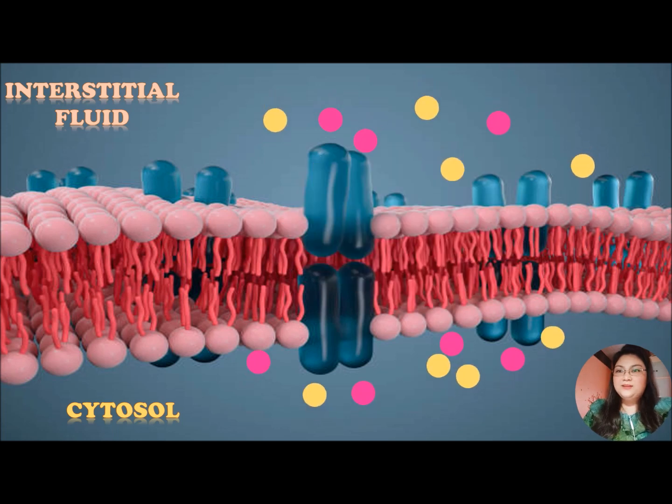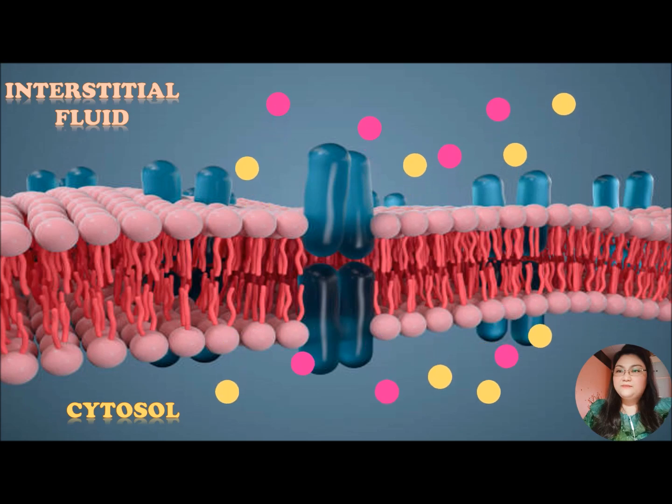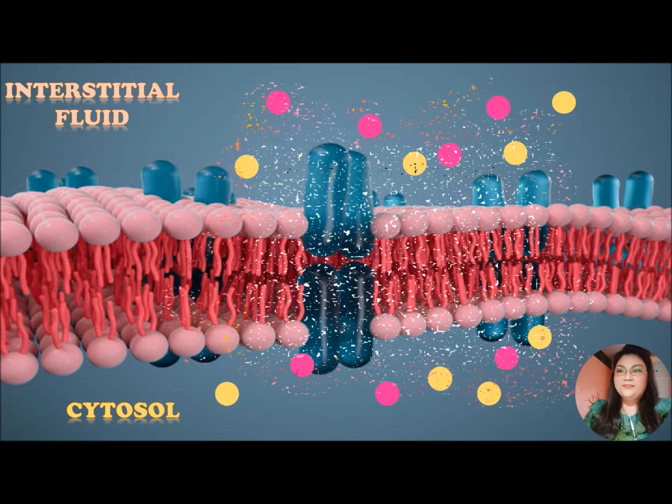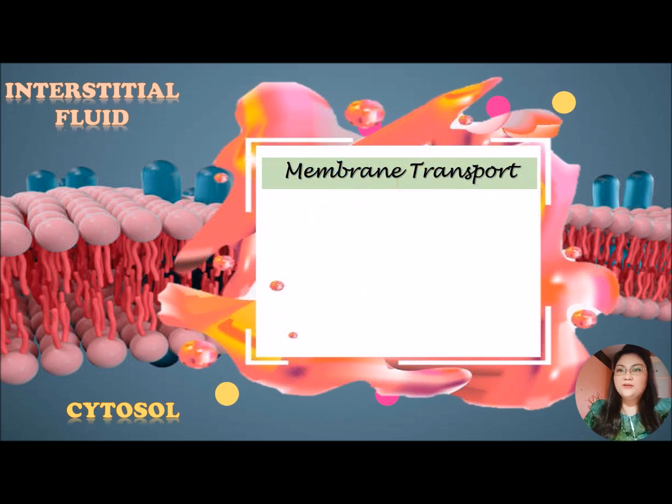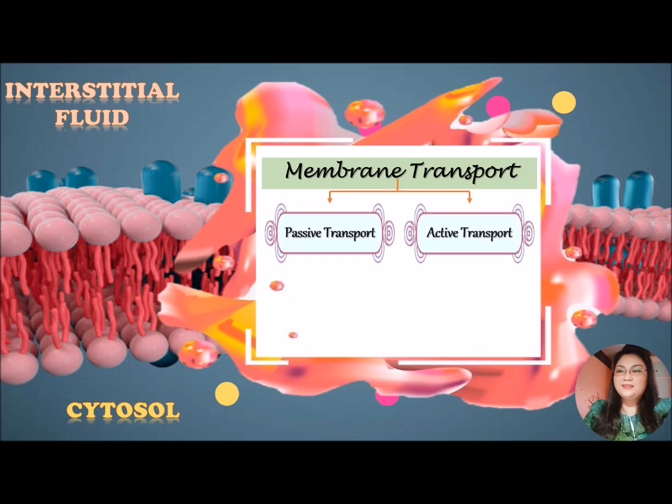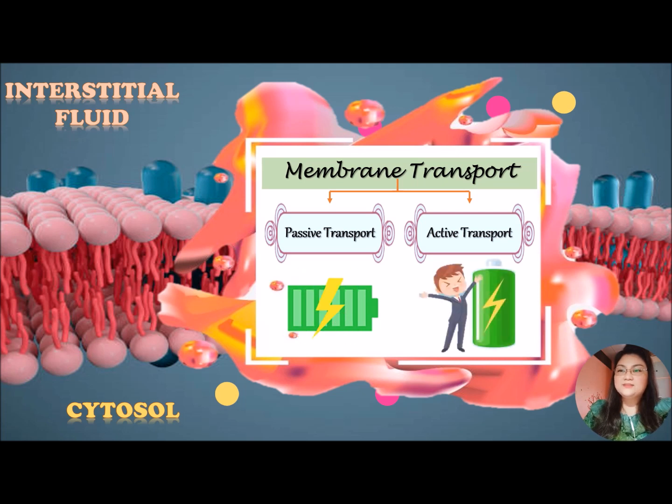Substances move into and out of a cell through several different processes called membrane transport. There are two main processes: passive transport processes and active transport processes. The main difference between the two is that passive processes do not require energy expenditure and the active processes do require the cells to expend energy.